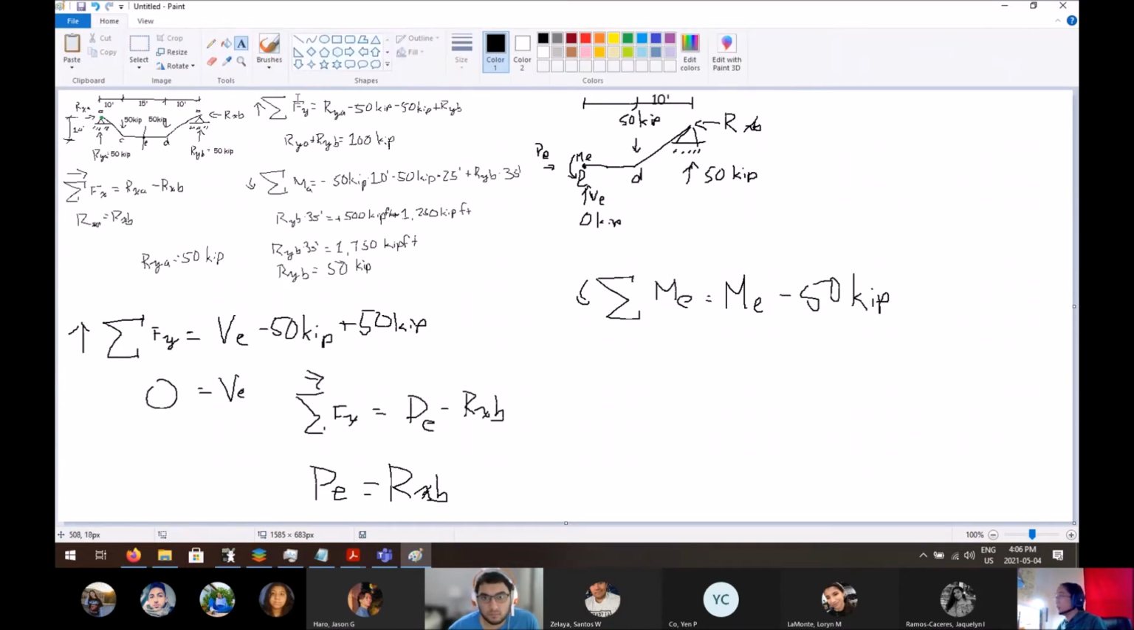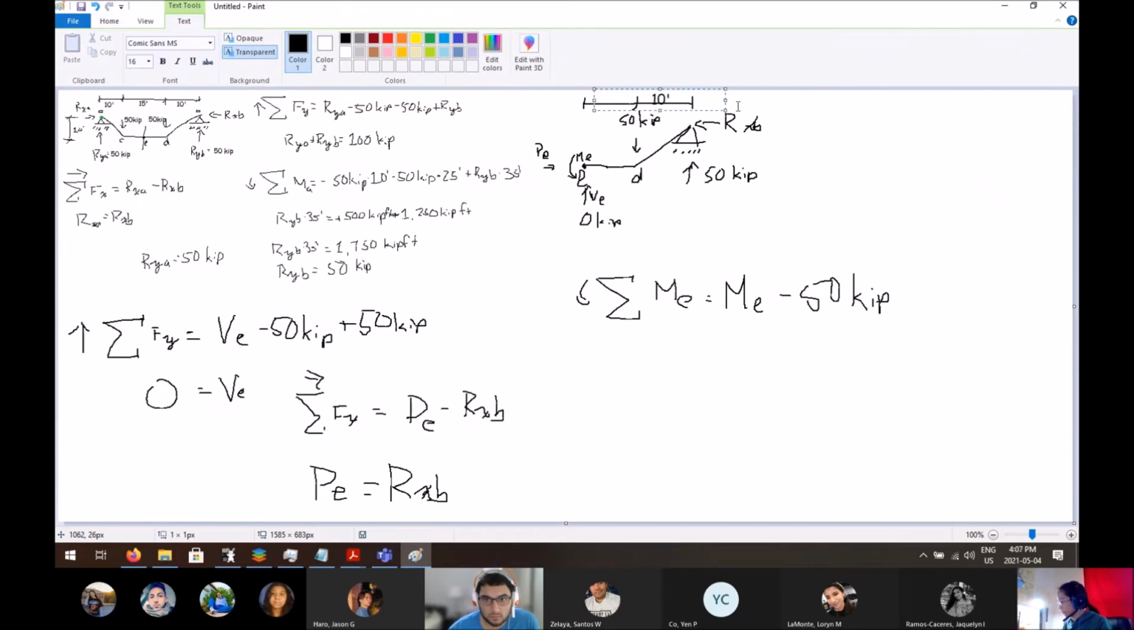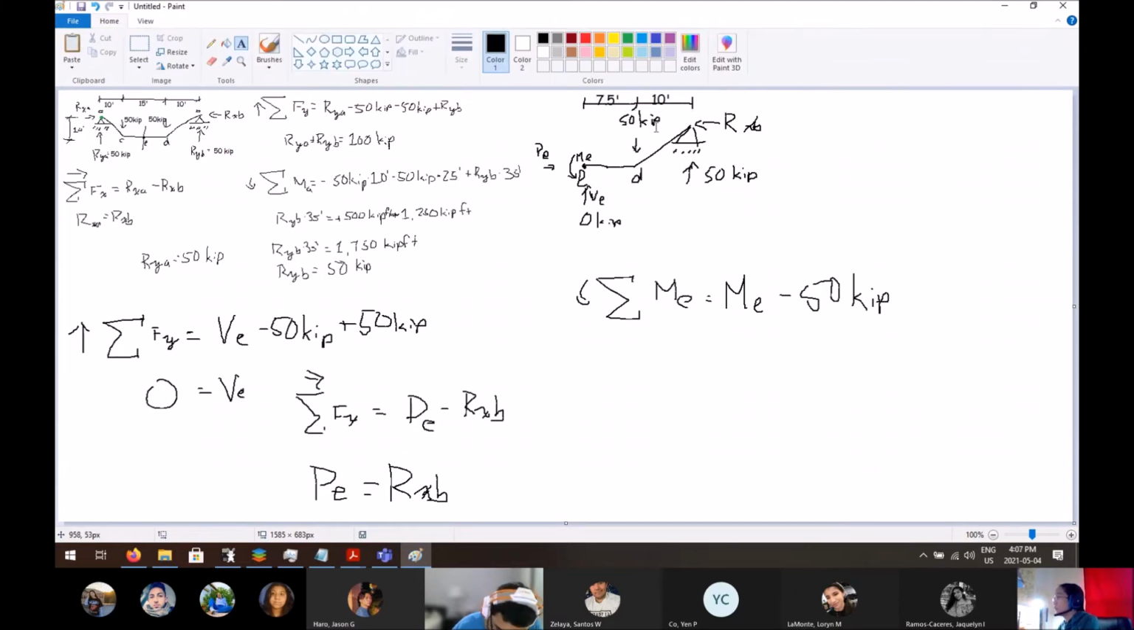This was 10 feet, and we cut this in half, 15 divided by 2, 7.5 feet. So this 50 kips is 7.5 feet away from E. You have this 50 kips going up. That's going counterclockwise, so plus 50 kips times 17.5 feet, right? We extend this line.